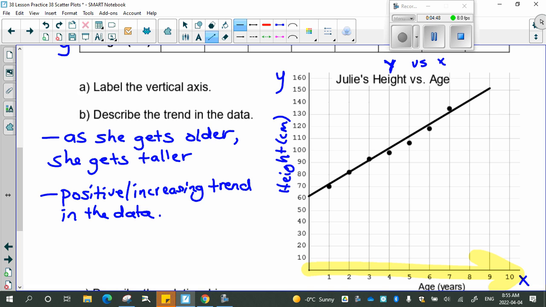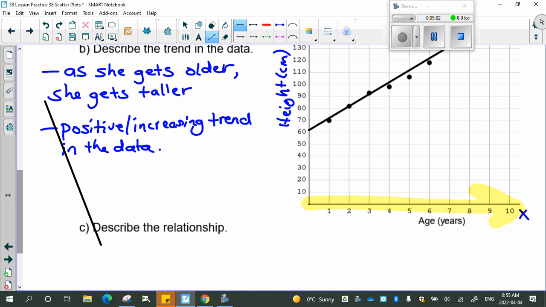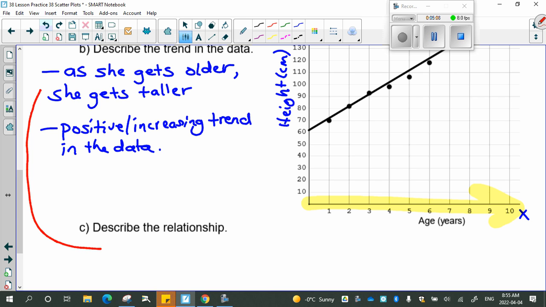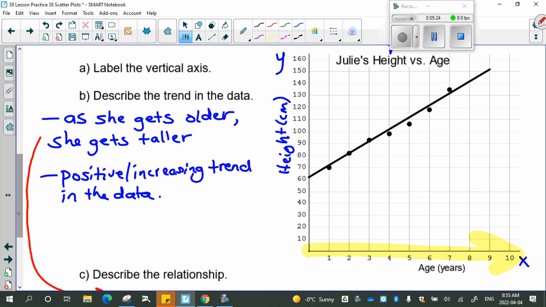And anything else you could say to describe the trend in the data? Those are great, both of them. Describe the relationship. We already did that. So this is a great description of the relationship right there. As she gets older, she gets taller. Okay, so does it seem very commonsensical so far? Okay.